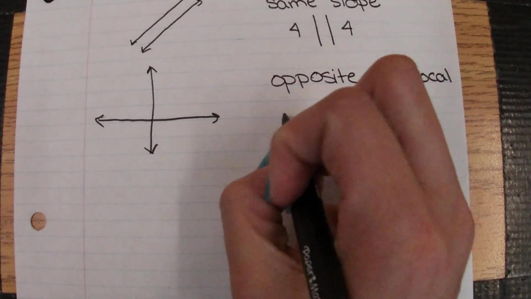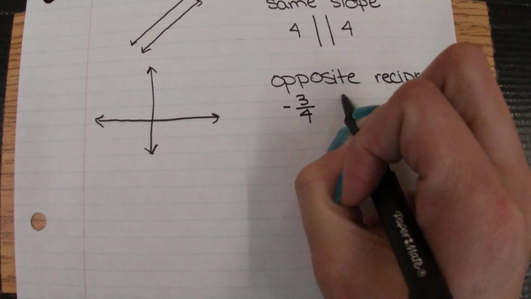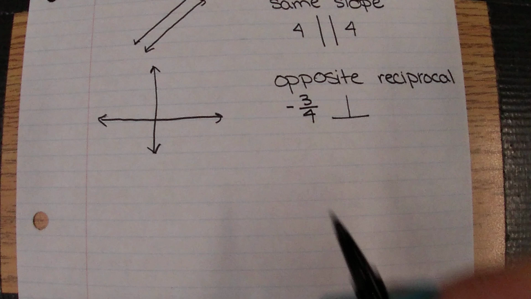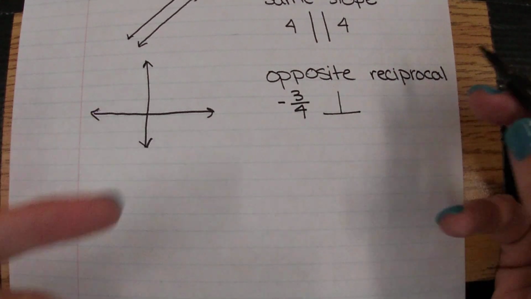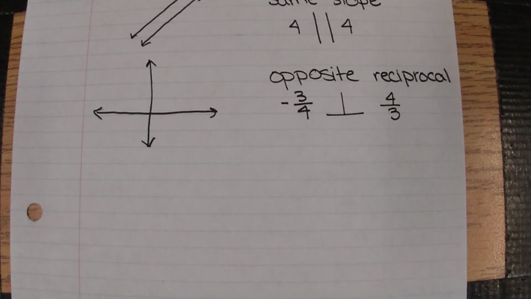So if I have a slope of -3/4, okay, and an upside down T is how we represent perpendicular. We would want to take the opposite sign. So that was a -3/4, so we would make it a +3/4, and then we'll flip the fraction over. So -3/4 is perpendicular to a +4/3.